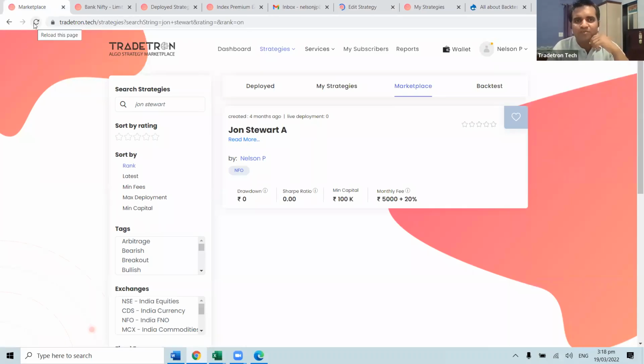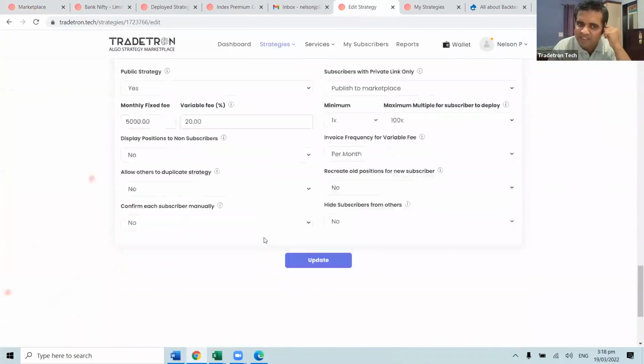Now I have already subscribed to this, so this is my own account. So it's not giving me this subscribe option. But if you search this strategy in marketplace in your account, you will see that there will be a subscribe button over here because I've made this strategy open for anyone to subscribe.